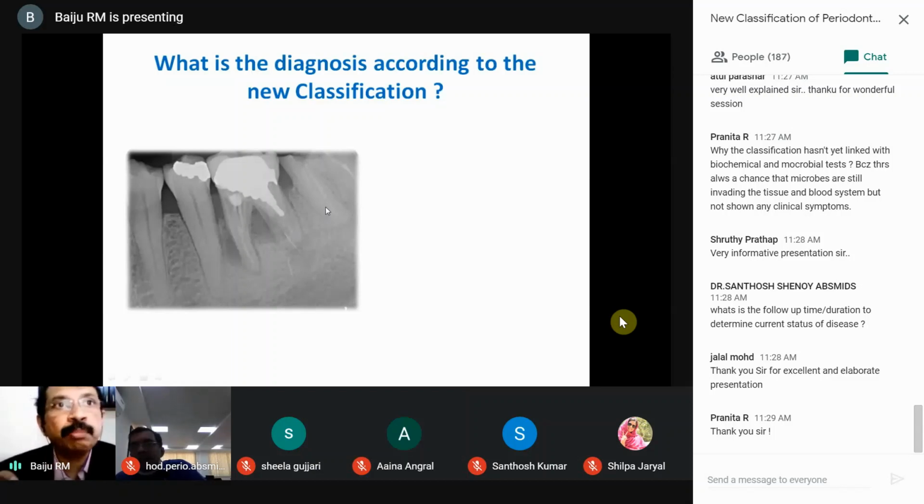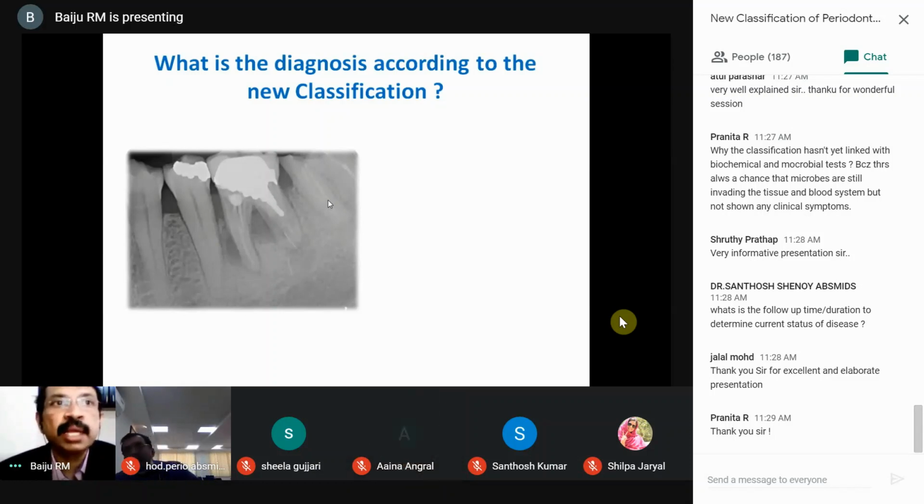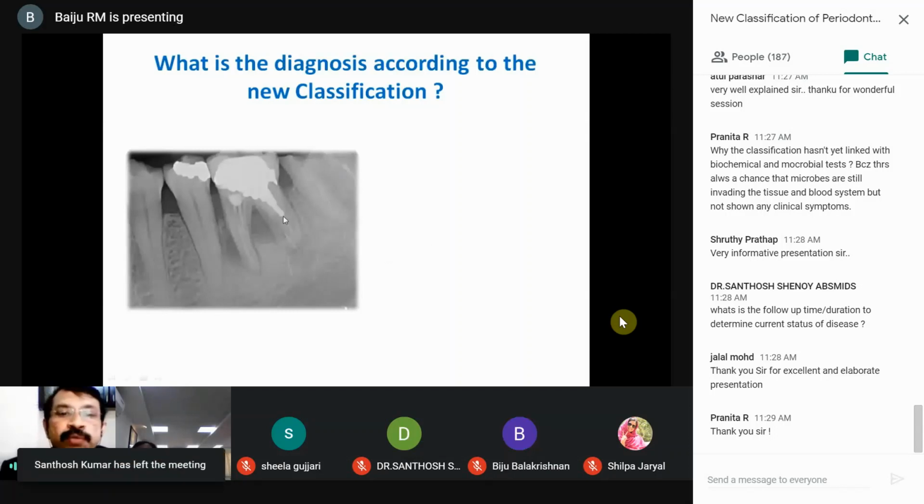But when you write the periodontitis diagnosis statement, we include both. We include that the patient has generalized, say, severe periodontitis, grade such and such. Then you write second the endodontic periodontal lesion and the classification or category of that endodontic periodontal lesion as an additional diagnosis. So, what is the diagnosis according to the new classification in this patient?